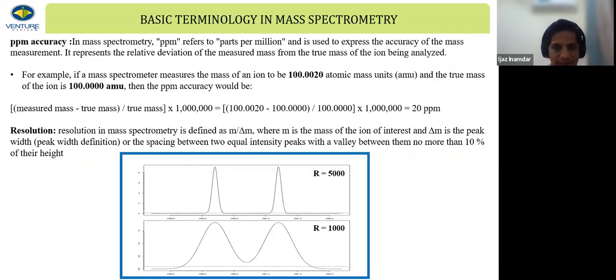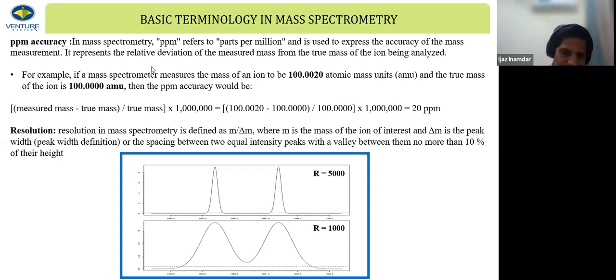Now let us talk about the basic terminology. For example, somebody comes to you and gives you a spectra, and they say just evaluate the quality of the spectra. Is the spectra good enough, or do I need to work on that? There are certain terminologies that you should keep in mind when you start interpreting a spectra. The first important thing is the ppm accuracy.